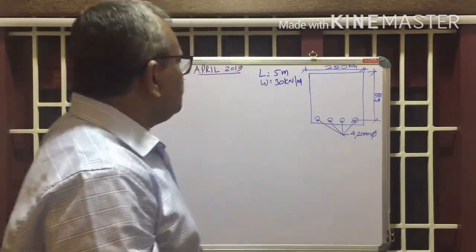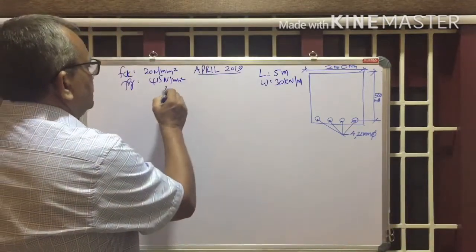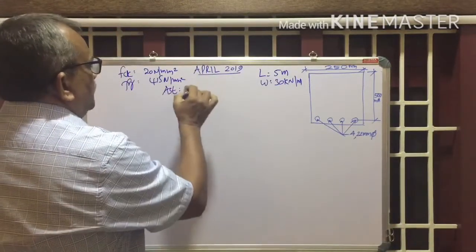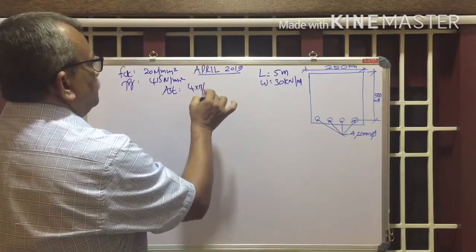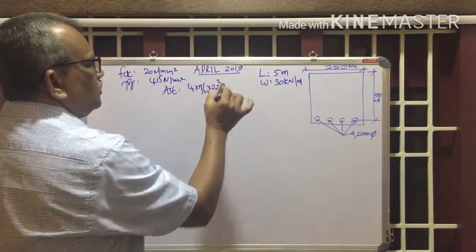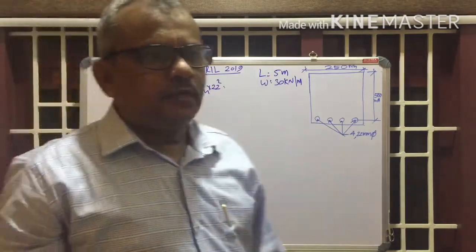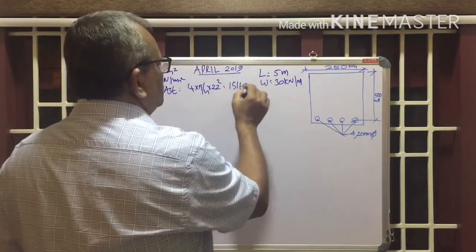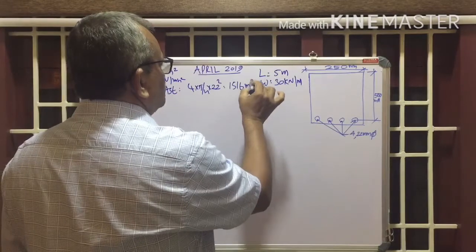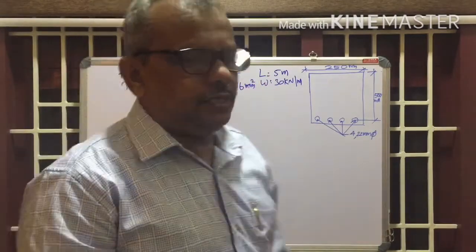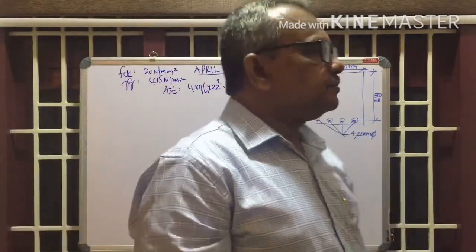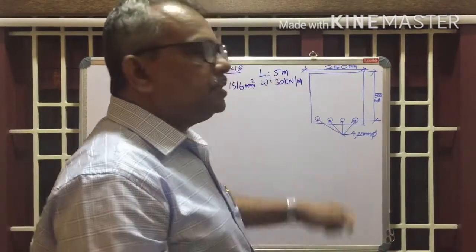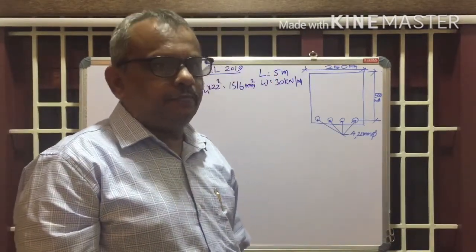So what is AST here? AST is equal to 4 bars, 4 into pi by 4 into 22 square, or you can take it directly from the code. You will get it as 1516 mm square. That is the area of steel. Span of the beam is given as 5 meter, or 5 into 10 raised to 3 mm.